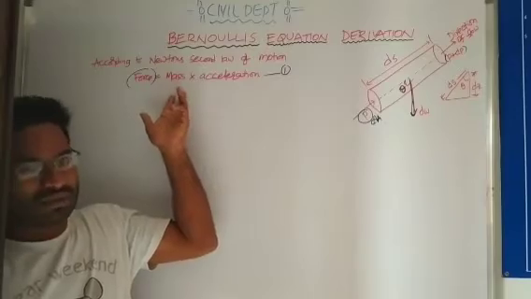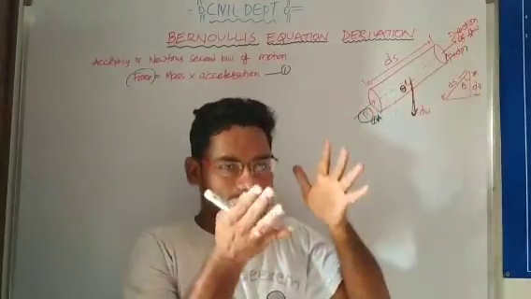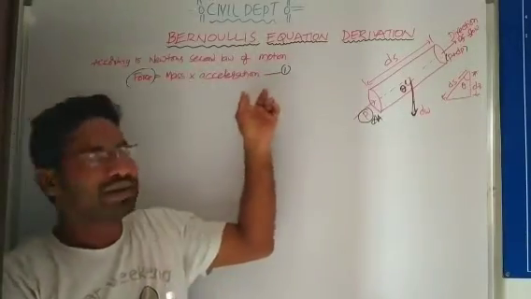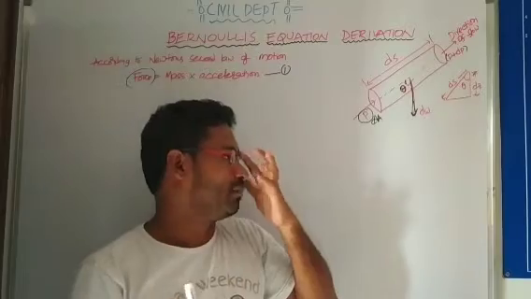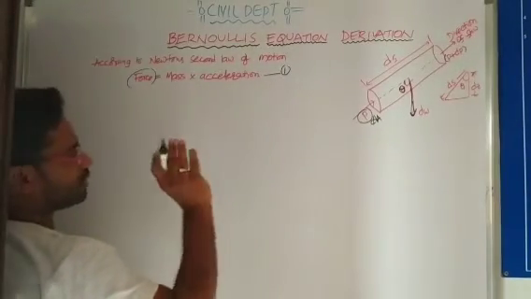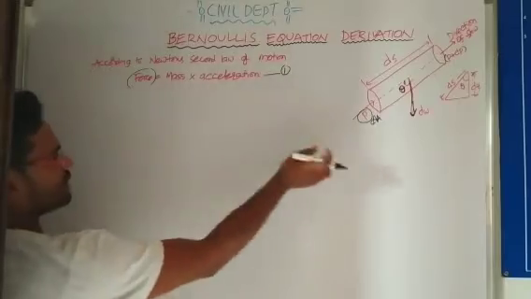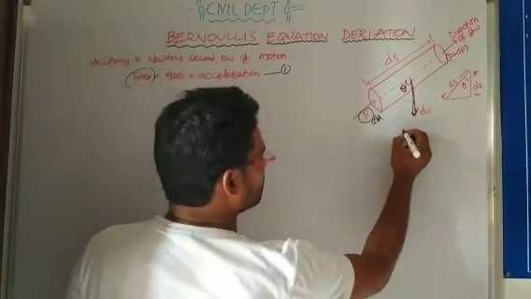And mass. What is the mass equation? While the liquid is flowing from here to here, that mass you have to substitute here. And acceleration is the rate of change of velocity with respect to time. So coming to force, there are two forces. One is the pressure force.